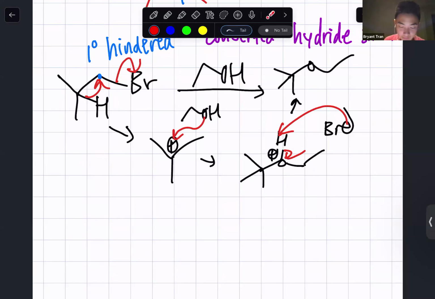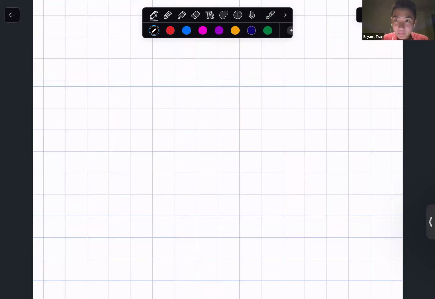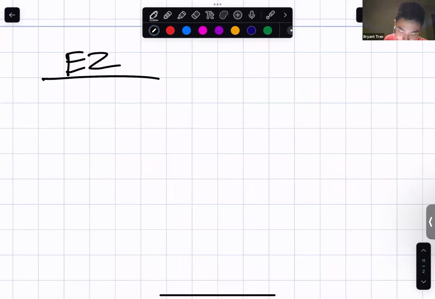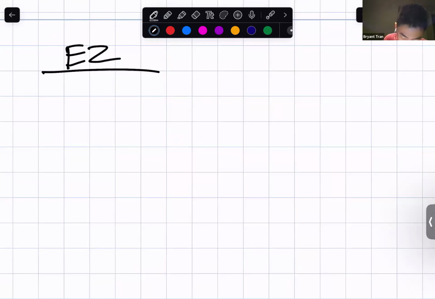You guys ready to move on to E2? E2 reactions with the anti-periplanar transition state? Okay, let's do that. E2. So this is the scariest one compared to SN1, E1, and SN2 because there are so many different examples of it with the anti-periplanar transition state.